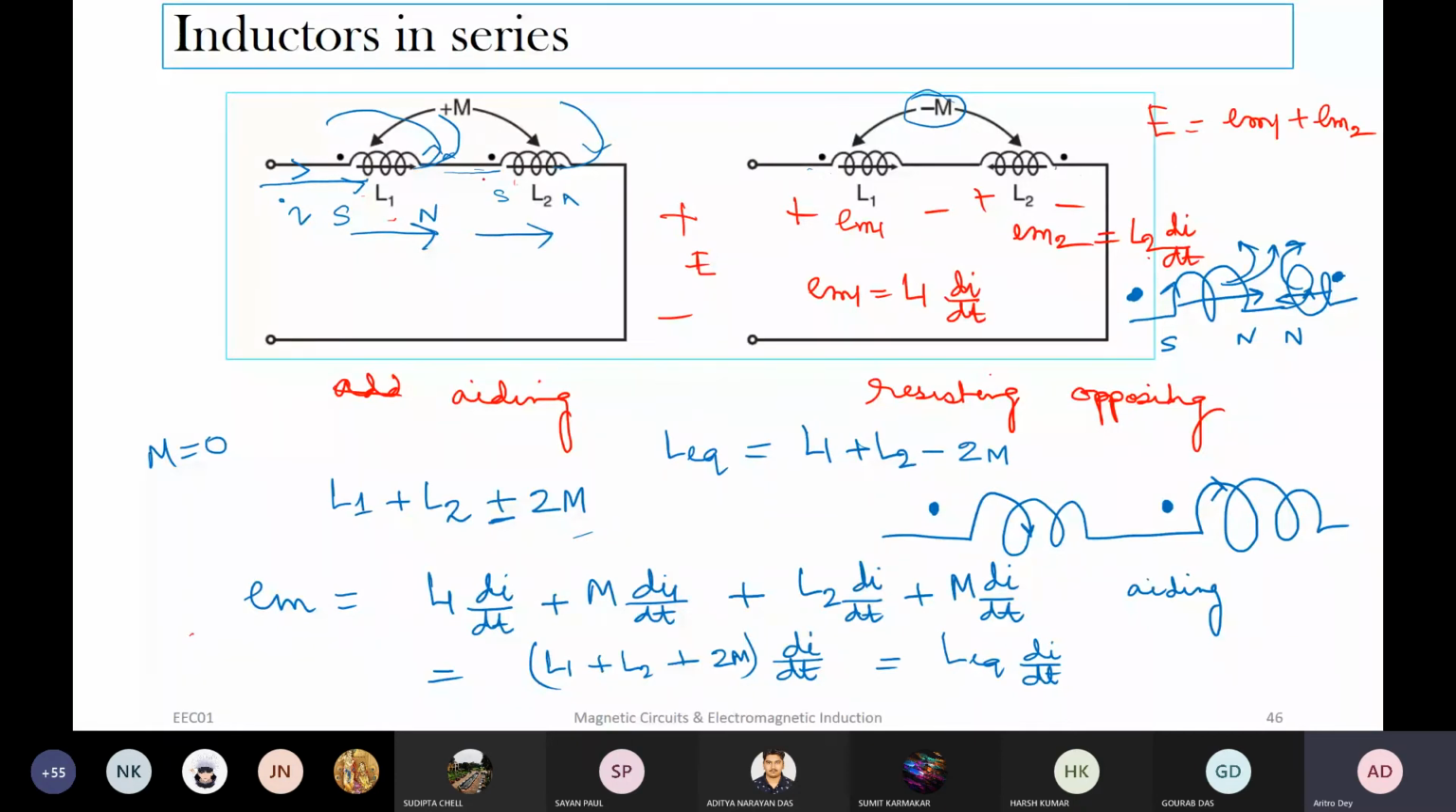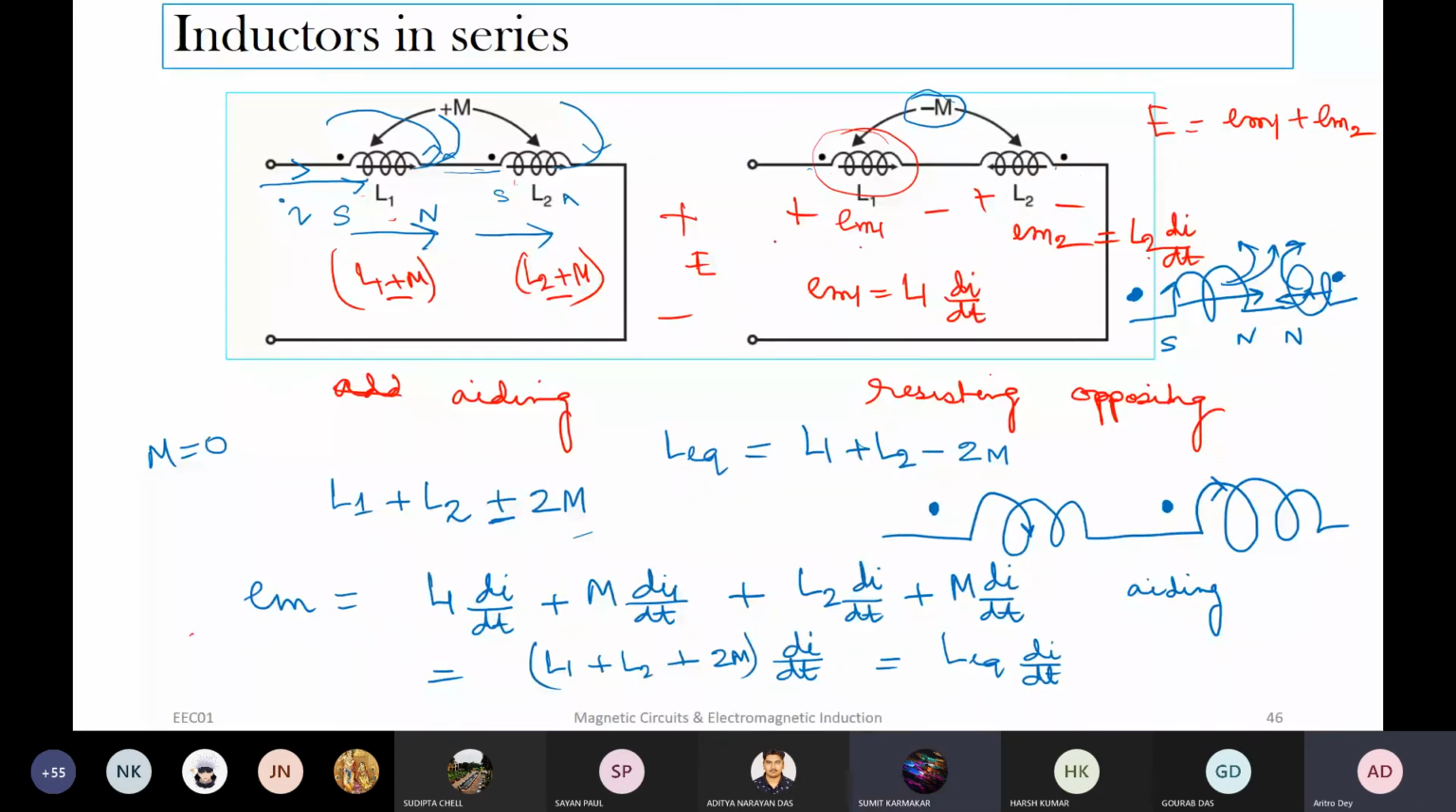Whenever it is adding, we write the same thing as L1 plus M here and L2 plus M here, or we can write minus also. So whenever there is no sharing between these two, whatever EMF is produced is exclusively for this particular coil L1, right? So there is no flux which is aiding or opposing the flux produced by the current through it. So whatever flux is produced, it is produced in such a way that we are inducing an EMF which has a polarity opposite to this E. Okay, sir. Thank you, sir.